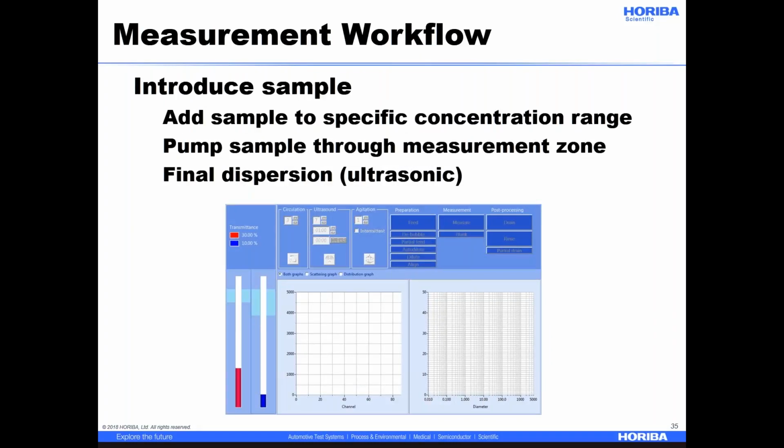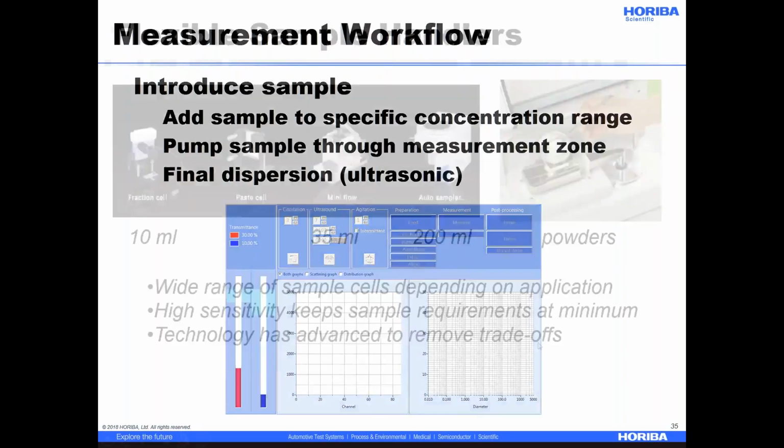You then add the sample to the concentration range. And so generally you'll track concentration by looking at transmission. And you'll see that red bar in this left graph will move up towards a target range. You'll pump the sample through the measurement zone. And by you, I actually mean the machine. And there might be a final dispersion with an onboard ultrasonic probe, depending on instrument and depending on sample. You then press the measure button and the answer pops out.